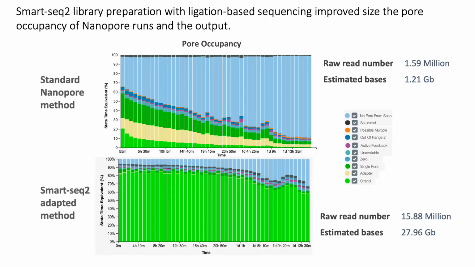When we compared the efficiency of the standard Nanopore method with the new SmartSeq2 adapted library preparation method in the sequencing run, we were able to see an increase in the output using a lower input RNA. Our output increased from 1.5 million reads to 15 million reads, a 10 times increase. In addition, we saw less adapter contamination, as well as a significantly higher sequencing pore ratio in the pore occupancy.